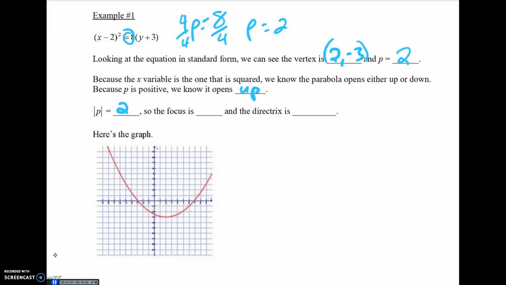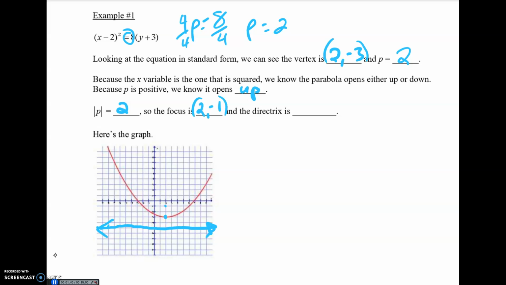Remember, the absolute value of p is the distance from the vertex, which is right here. The vertex is 2, -3. And we have 2 away from that is the focus, and also 2 away from that is the directrix. Well, the directrix is a line, and it's this line right here. So make sure for the directrix you put the equation of a line. The focus is a point. In this case, it's 2, -1.